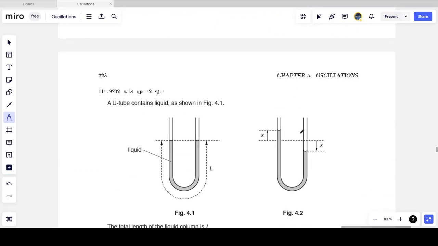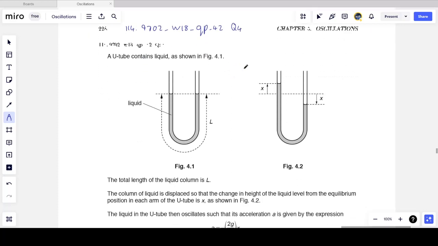Now the next question is question 114. And this is from the winter 2018 exam. This is question paper 4, variant 2, question 4 from that paper. Also a fairly common question, I've seen it a few times actually.